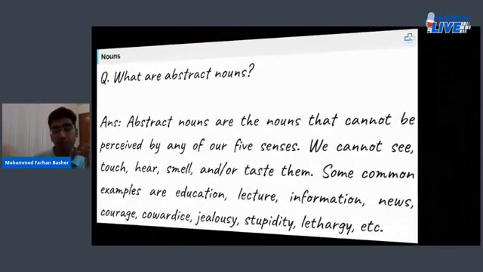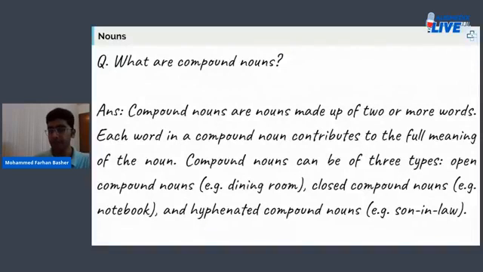Then we have compound nouns. What are compound nouns here? Compound nouns are nouns made up of two or more words. Each word in a compound noun contributes to the full meaning of the noun. Now, compound nouns can be of three types: open compound nouns, closed compound nouns, and hyphenated compound nouns.